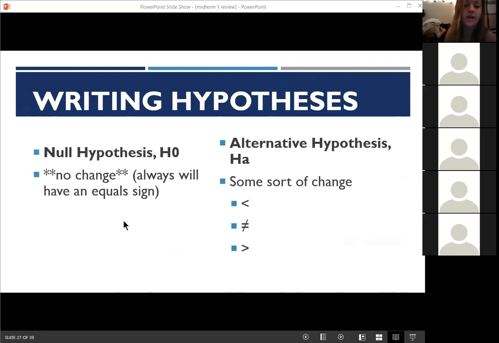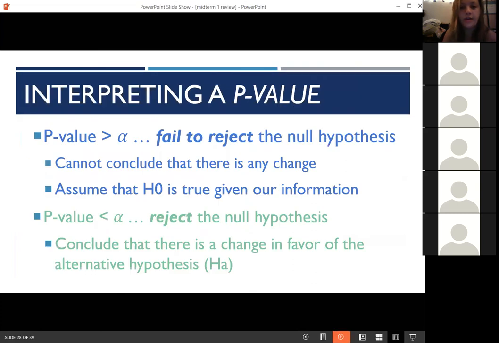So that's why when you interpret it, you're interpreting it as we reject or fail to reject the null, because we're trying to decide: do we think there's a change, or do we think there's no change, and go from there. Okay, p-value.